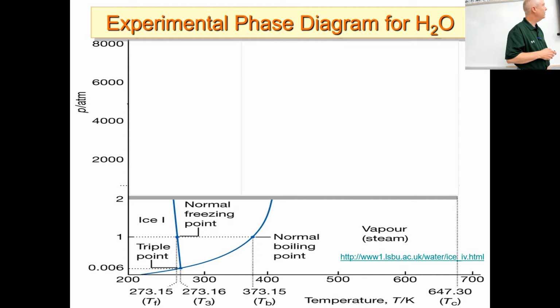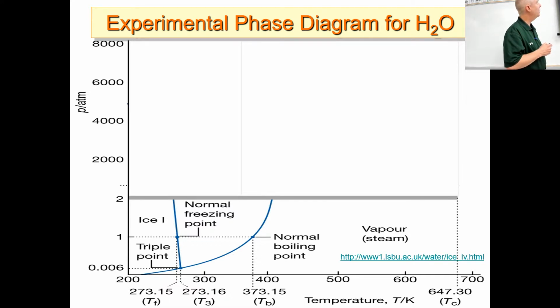Now here's water. This one may have similar problems, but it looks a little bit more promising. We have 200, 300, 400, etc. We have vapor here. We have 1 atmosphere, so this is the normal freezing point or melting point. Here's the normal boiling point, 373.15. 273.16 is the triple point, and 273.15 is the melting point, so they're very close to each other. That triple point pressure is 0.006 atmospheres.